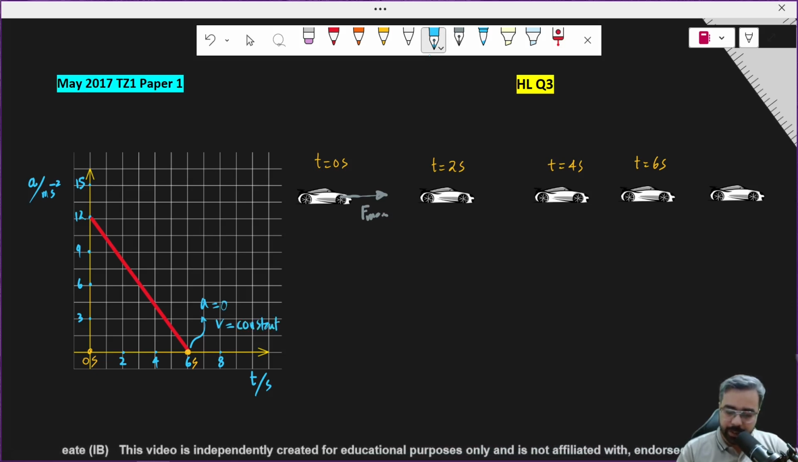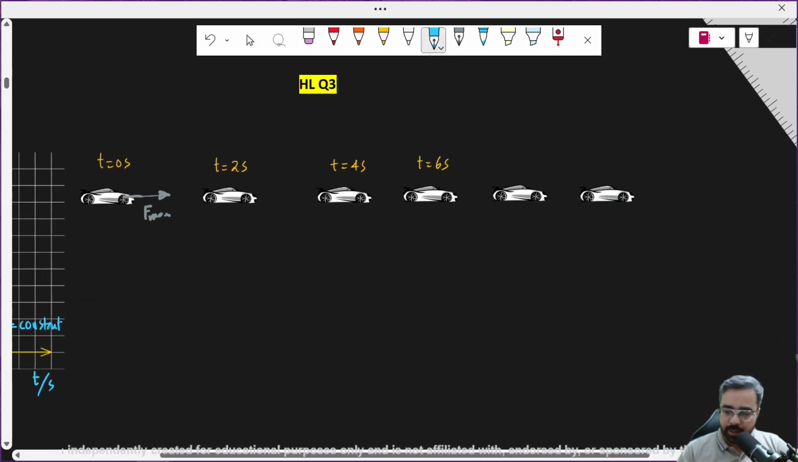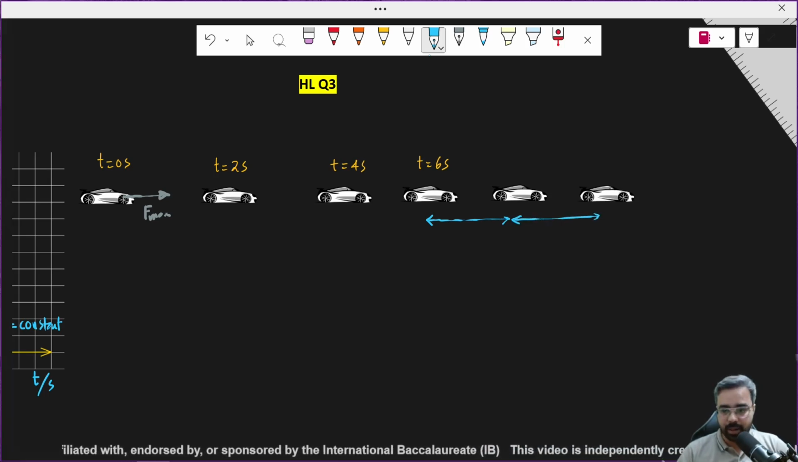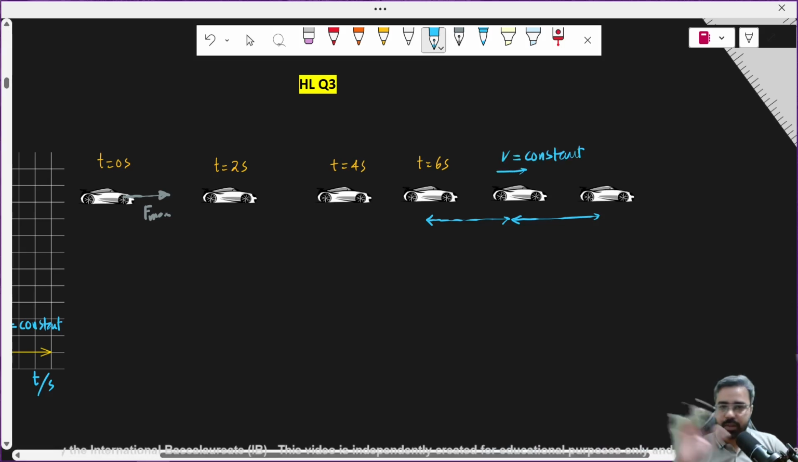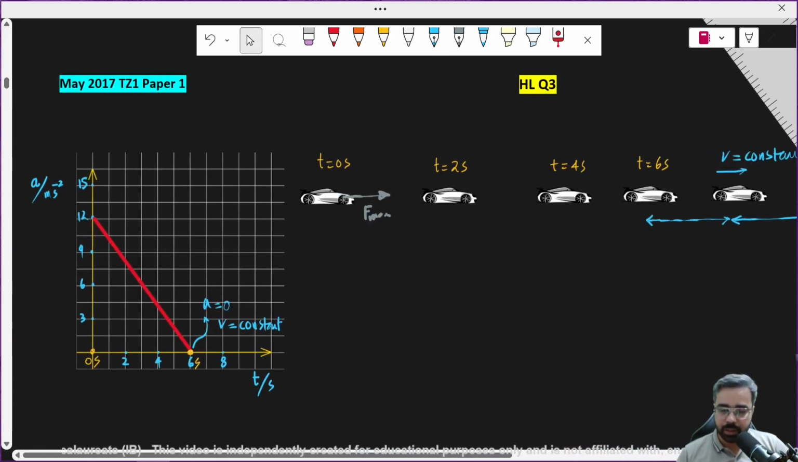So that's why I have shown you properly that the distance covered after 4 seconds in every next interval is the same, which means that the car is moving with constant velocity. Anyways, this was all the explanation. Now let's come back to the question.